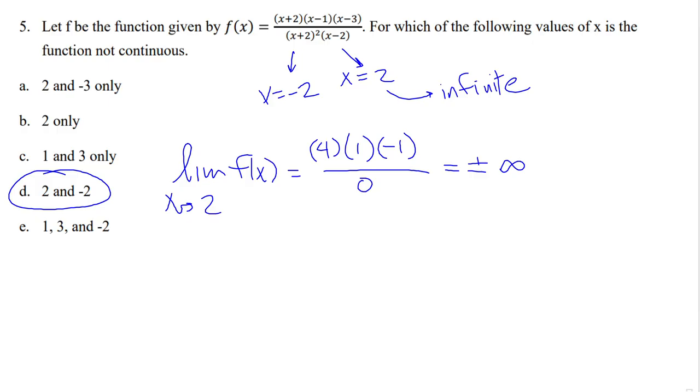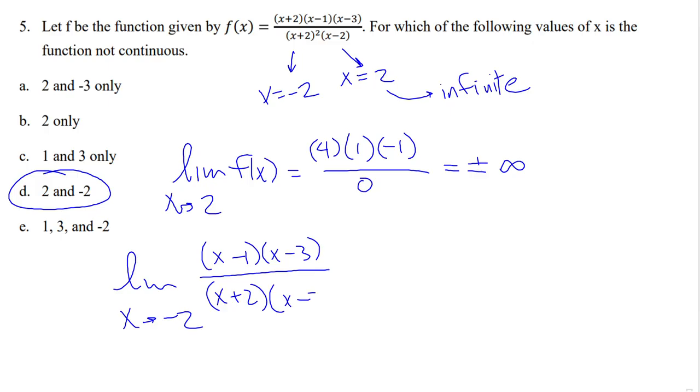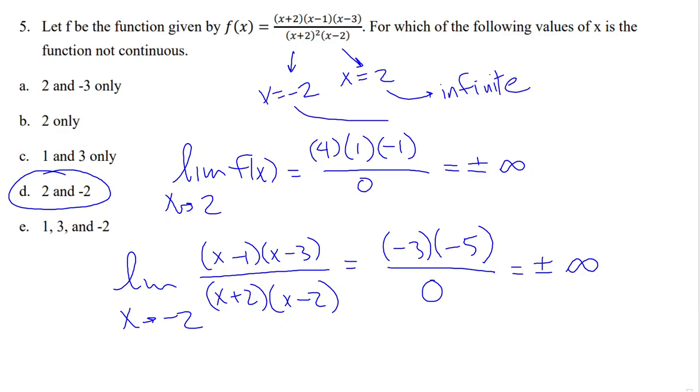Right? And at x equals -2, we'd first want to rewrite it as a limit as x approaches -2. We'd cancel out the x plus 2's, but we'd still be left with one of the x plus 2's in the denominator times the x minus 2. And so we'd end up with -2 minus 1, which is -3, times -2 minus 3, which is -5, over 0 times something, which is 0. And we'd again get positive or negative infinity. And x equals -2 would also be an infinite discontinuity. So just make sure you're able to classify those discontinuities using limits as well.